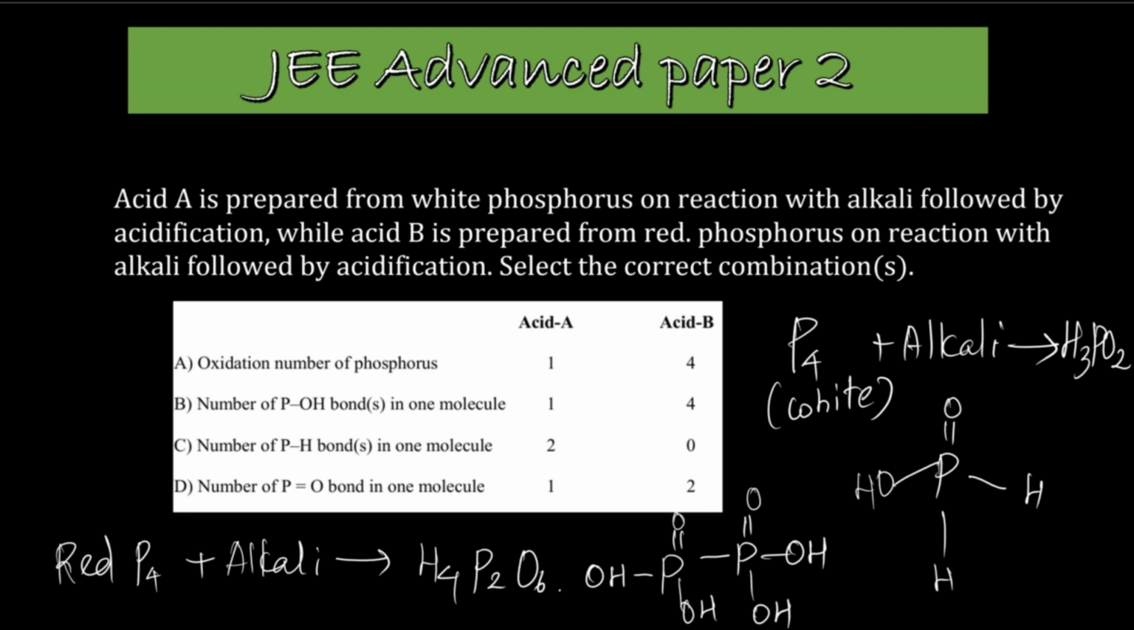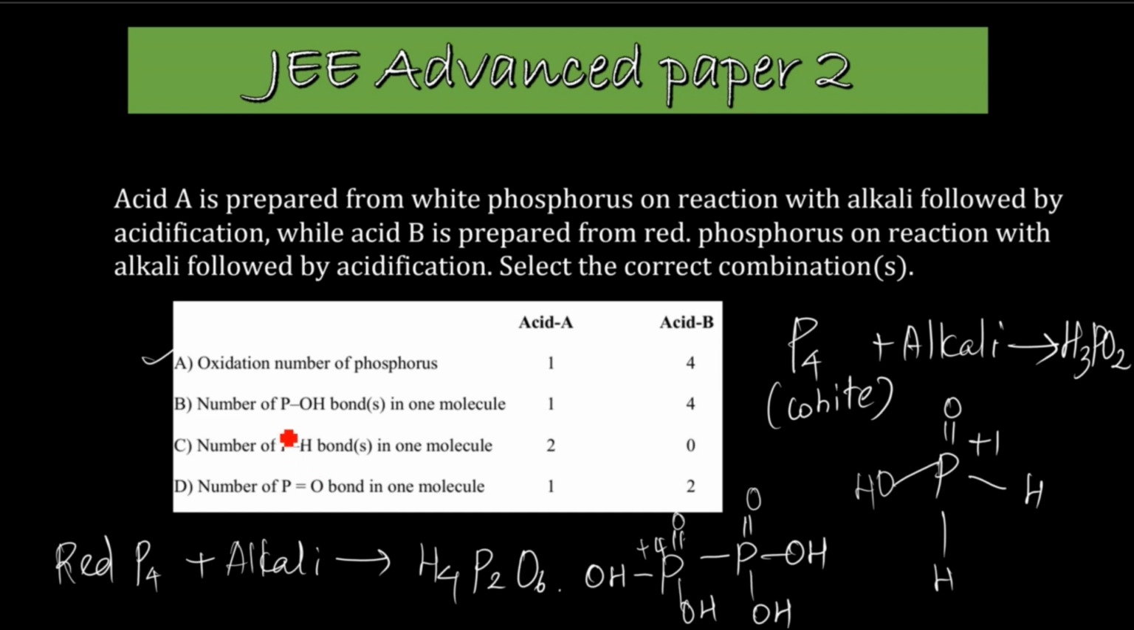Oxidation number of phosphorus of acid A. So what is the oxidation state? It is 1, right? And then acid B, that is 1, 2, O, O, minus 1, so which will be 4. Okay. This can be our answer.